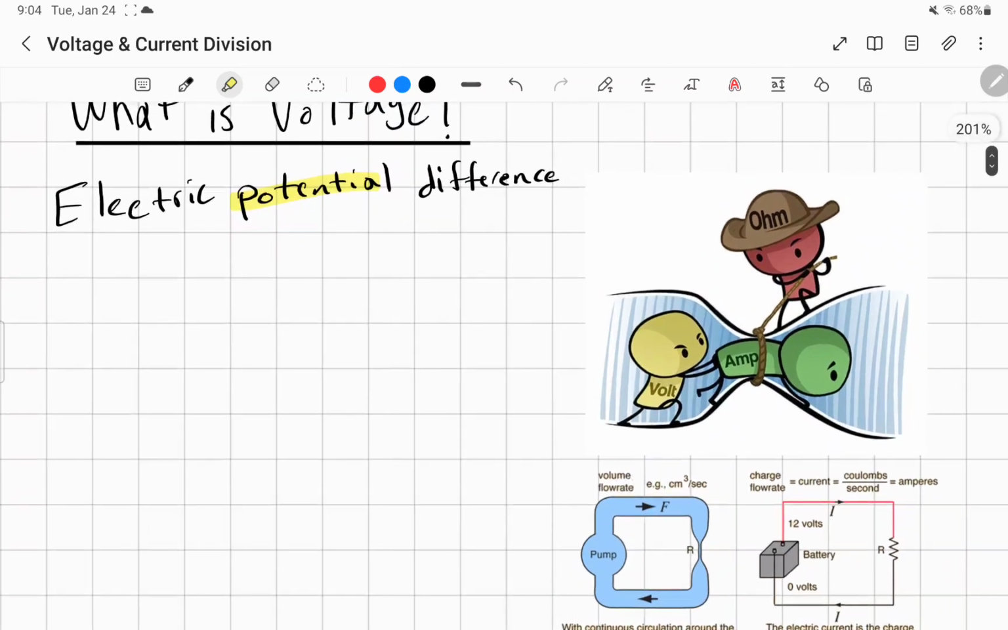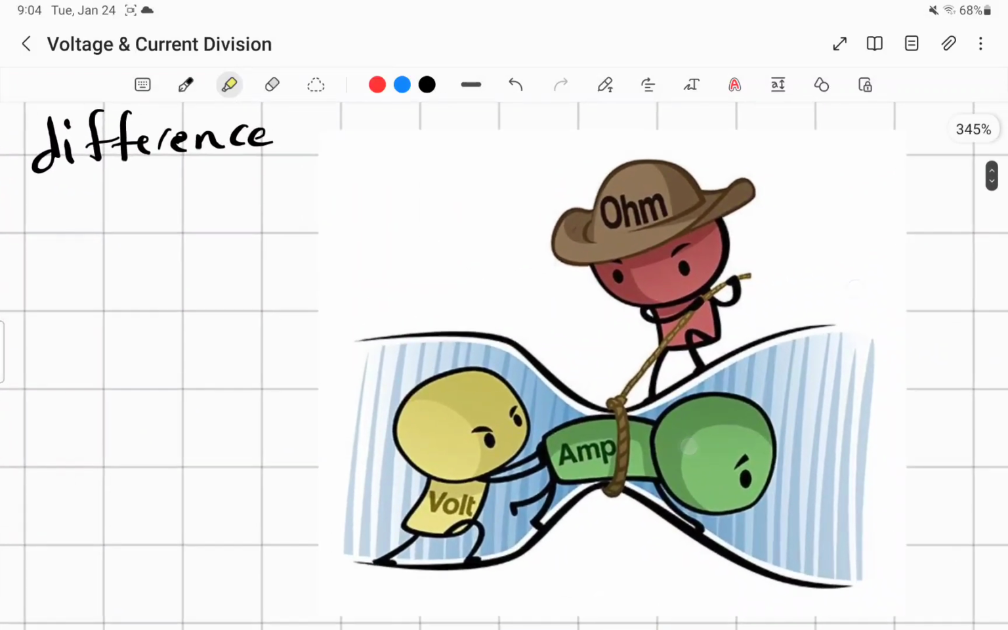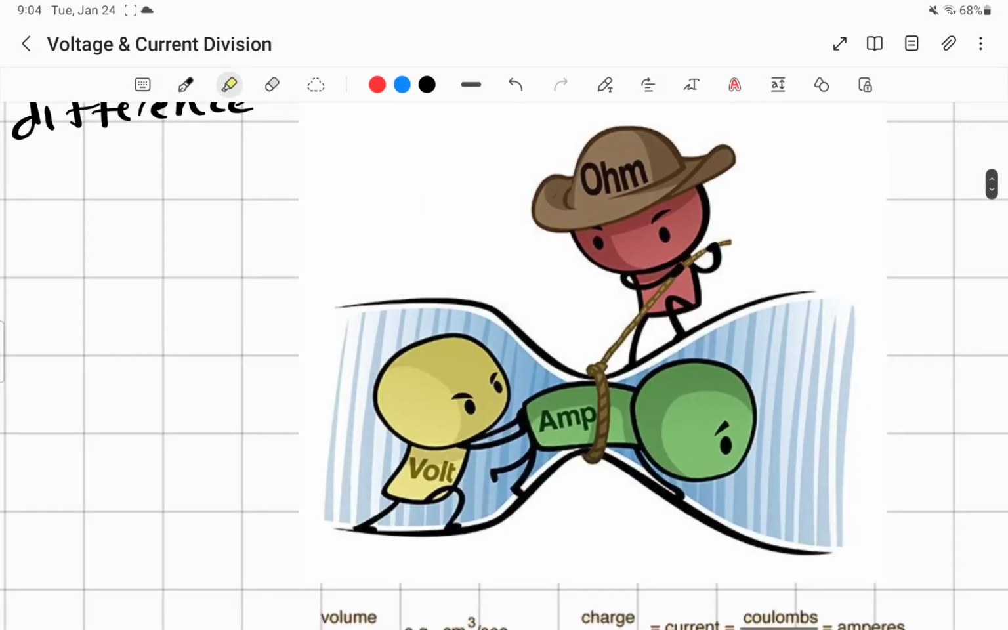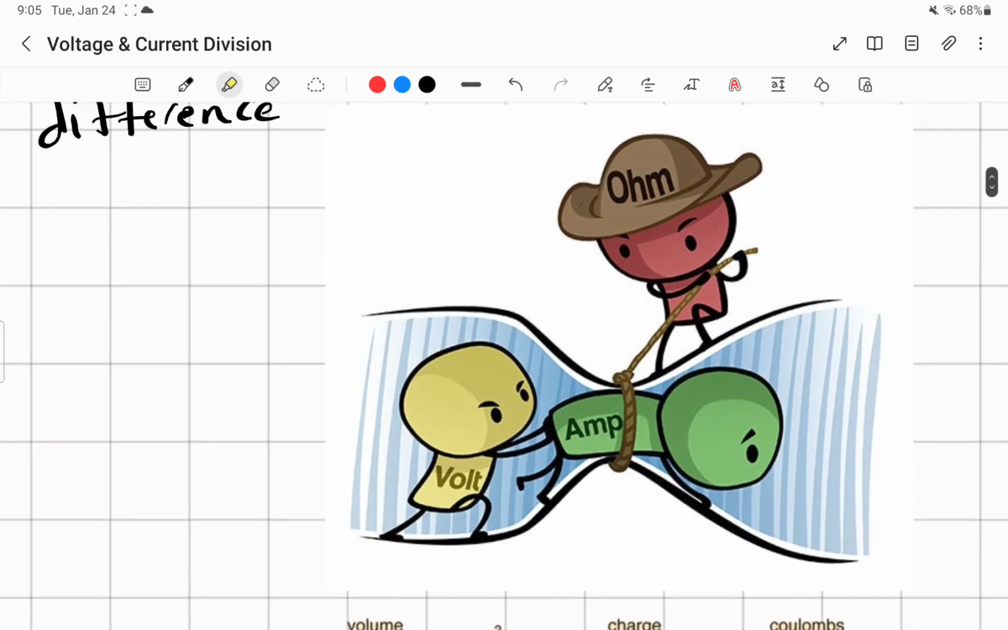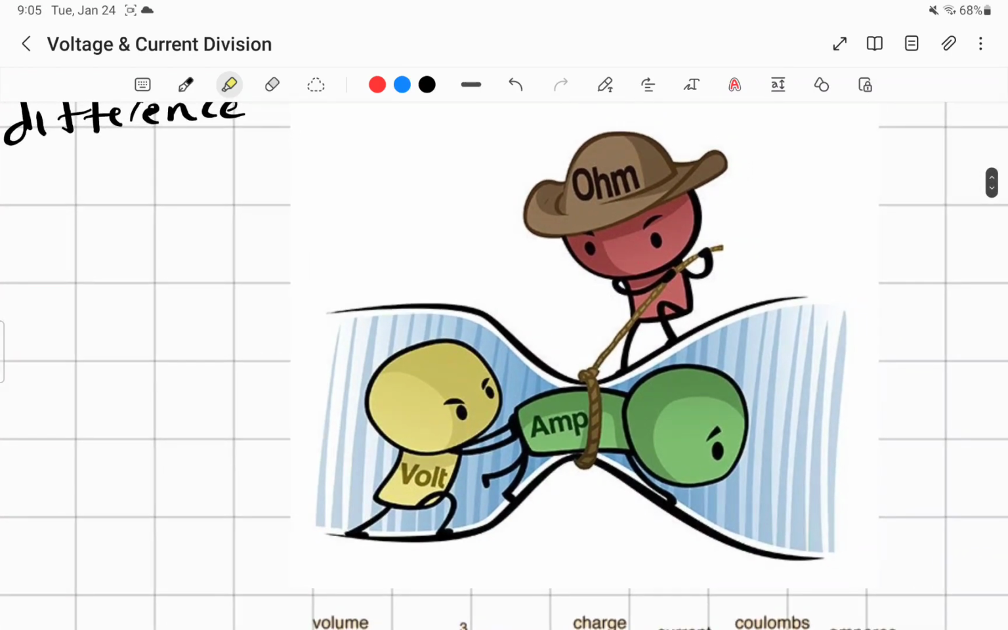First of all, to get a big picture idea, you might have seen something like this. Here the voltage is like the electromotive force. It's pushing the charge through the circuit, and the amps are how much charge is being pushed through the circuit. And then the resistance has a tight grip on the charge, trying to resist the flow of current through the circuit. This is okay for getting a big picture idea, but I don't really love this analogy because it doesn't help our intuition too much.